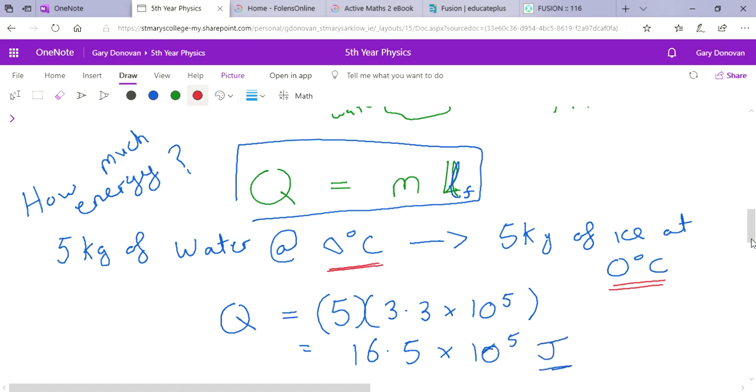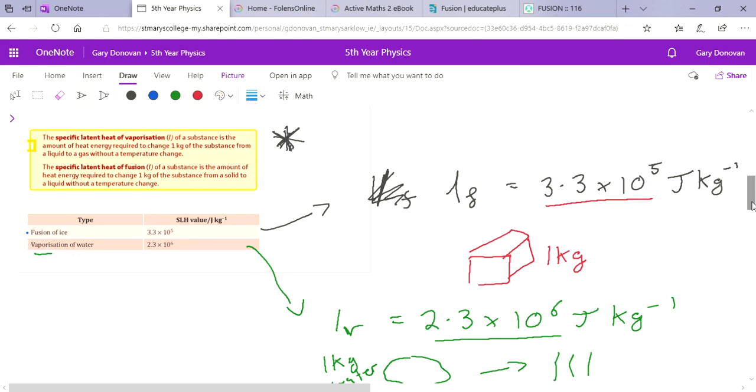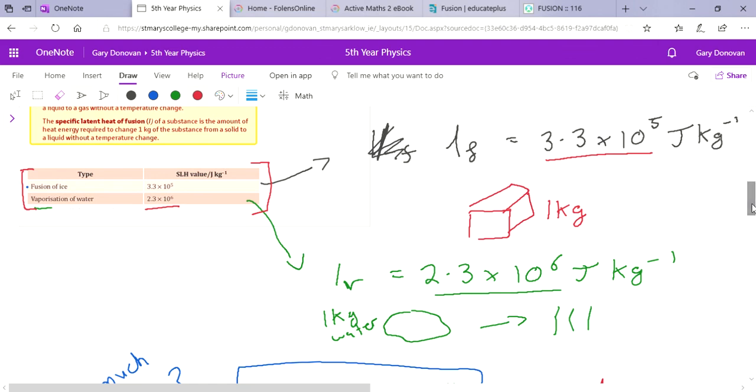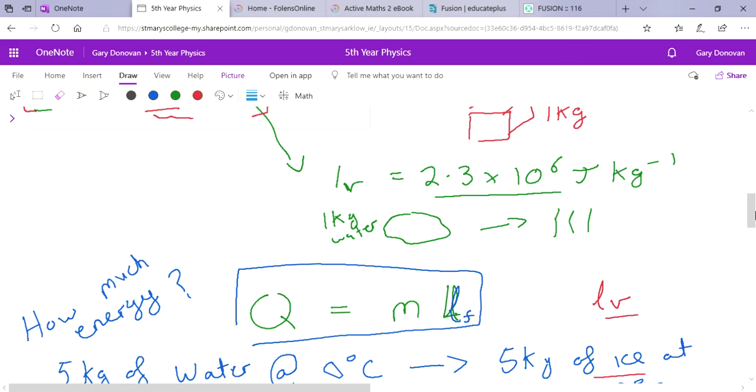Now, if I change that question and I said 5 kilograms of steam to water, I wouldn't use lF, I'd use lV. The specific latent heat of vaporization would be 2.3 times 10 to the power 6. And remember, these values are just for ice and water. If we were figuring out how to change solid copper, to melt it down into liquid copper, we'd obviously have a different value there. But they'll give you those values in the questions, but we're usually dealing with ice and water.